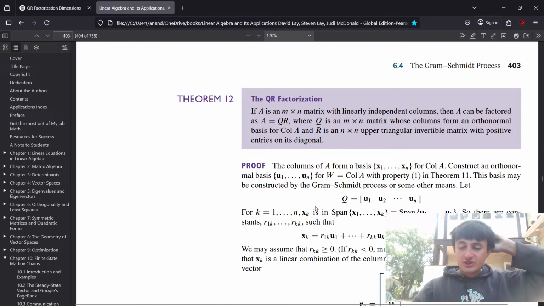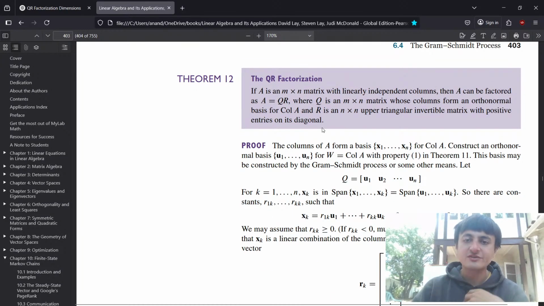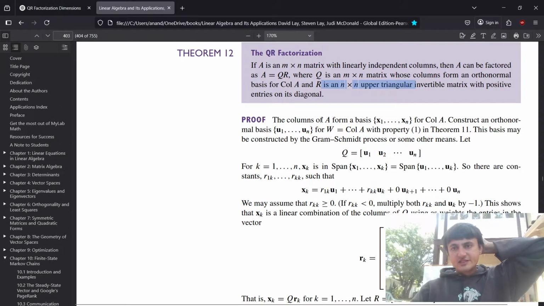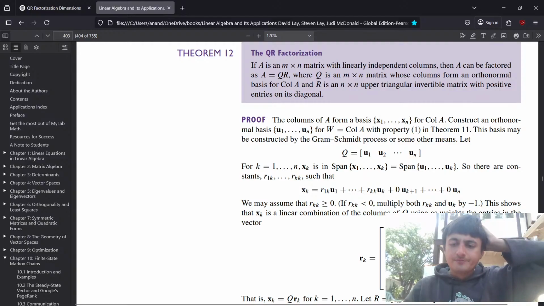So we actually did spend a little bit of time on QR factorization. I thought that part was okay, but the speed run explanation of what QR factorization is: if you have some linearly independent m by n matrix A, you can factor it into QR, where Q is an orthonormal basis for the column space of A, and R is an invertible n by n upper triangular matrix with positive entries on its diagonal. It's upper triangular.